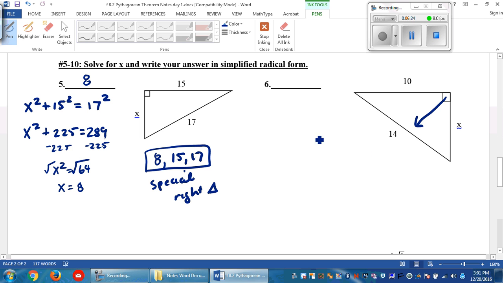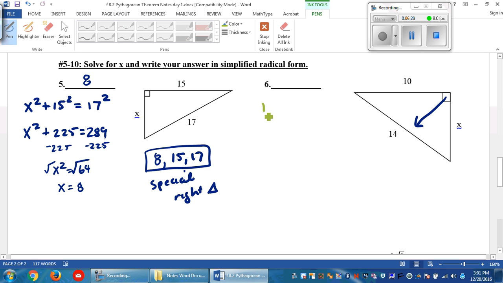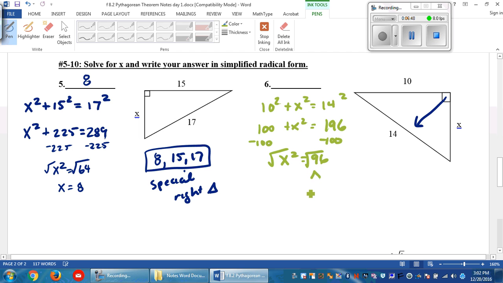All right, 14 this time is across from the right angle. So we got 10 squared plus x squared is equal to 14 squared. 100 plus x squared is equal to 196, minus the 100 over. x squared is equal to 96, and now root it. Look at your chart. 16 divides in, giving you 6. So my final answer is 4 root 6.